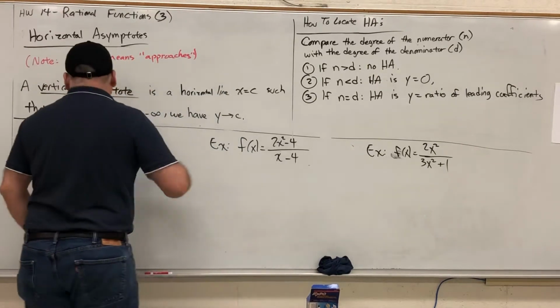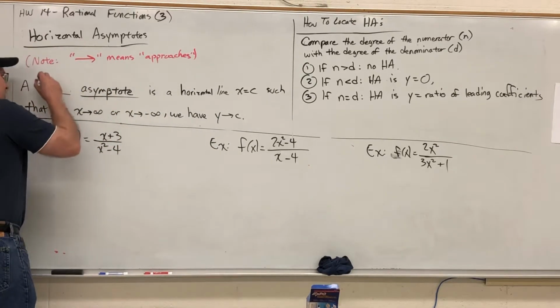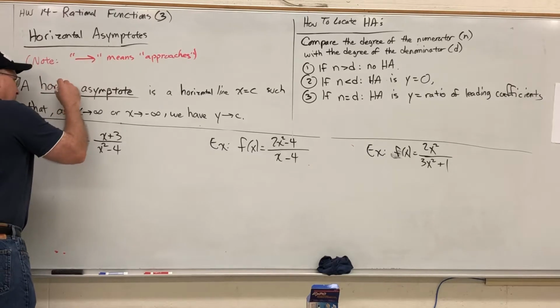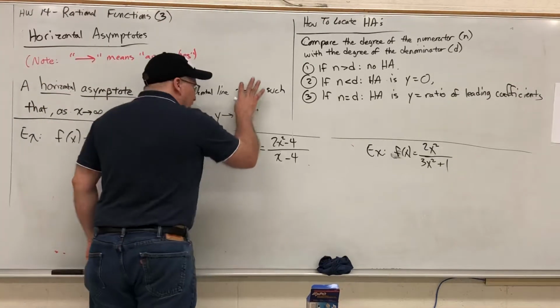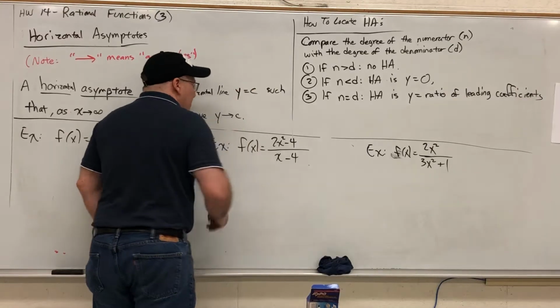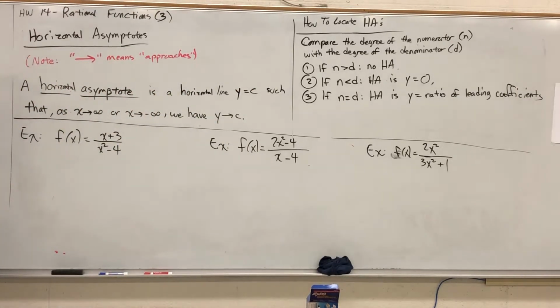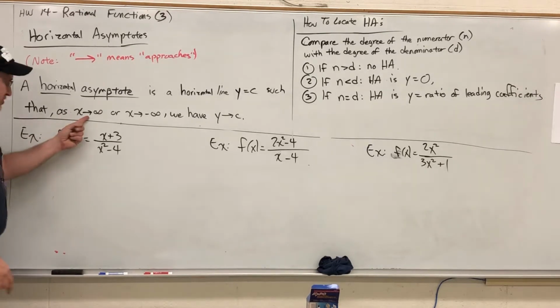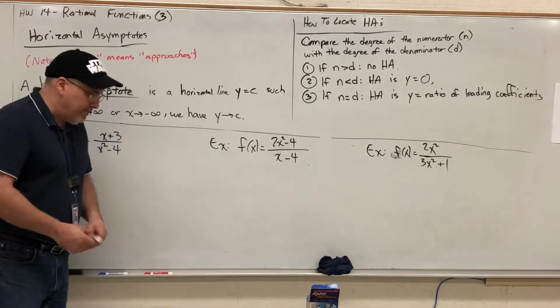You can probably tell I just erased and changed several things on the board from the previous video, but I forgot to erase and change the word horizontal to vertical. So, a horizontal asymptote is a horizontal line which would have an equation y equals a number, so we'll say y equals c, such that as x approaches infinity or x approaches negative infinity, we have y approaches c.